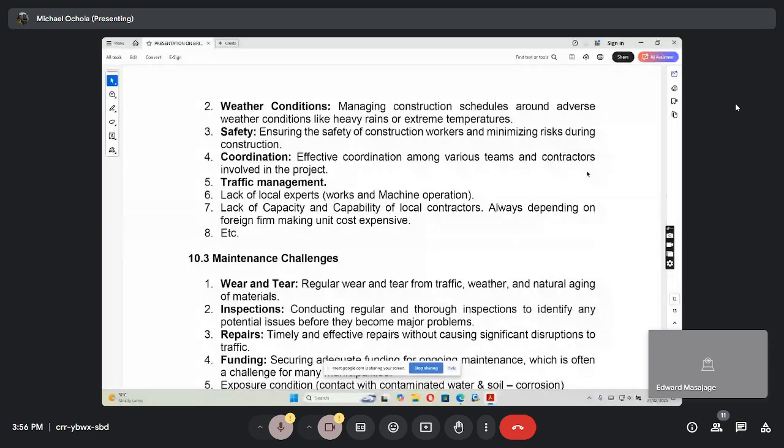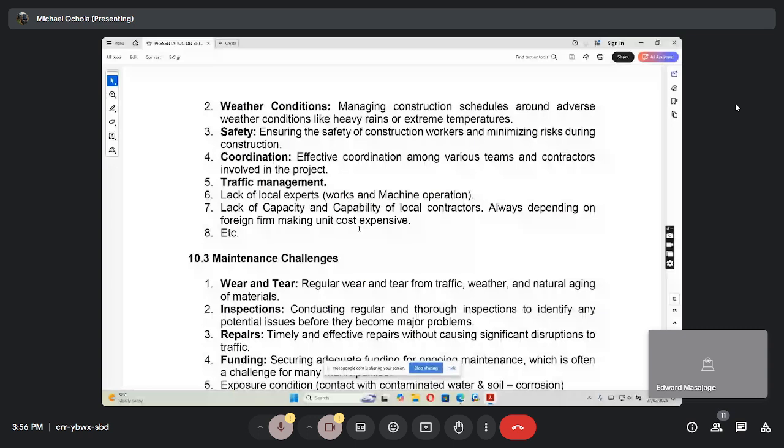So you must also understand MS Project. You must plan and know the delivery time, who has what, quality control has to be there. Traffic management is very important during construction, diversions and managing traffic to avoid accidents at the construction site. Lack of local experts on works and machine operation is a problem, and most of them come from outside. So these are things that these youngsters can begin to assess and even write a paper on.